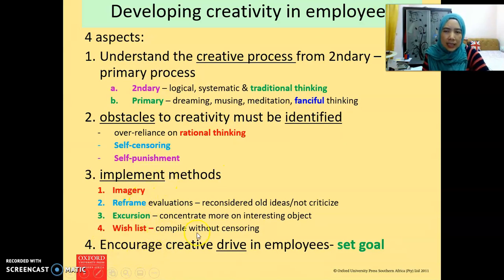The next thing you can do to develop creativity is to encourage creative drive in employees, which is to set goals. Of course, it's important to set goals. Try to be creative. How to be creative? Start with yourself, coming up with goods or something more creative. Come up with ideas that maybe make no sense, but try to come up with a wish list, reframe evaluations, become more imaginative, and focus on the interesting object. This could help you become more creative in whatever you do.